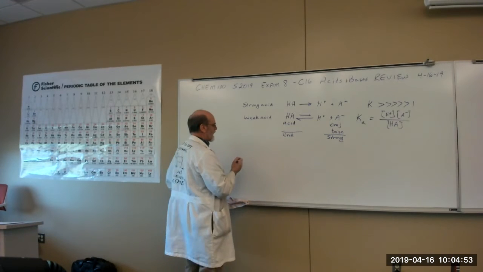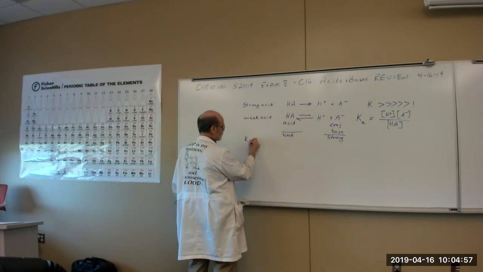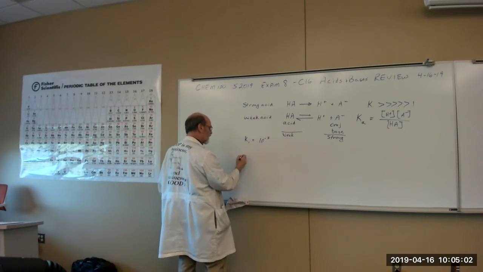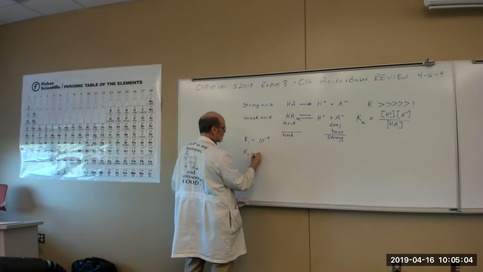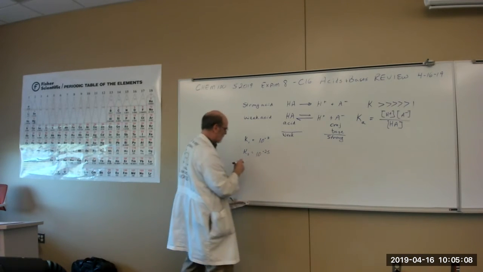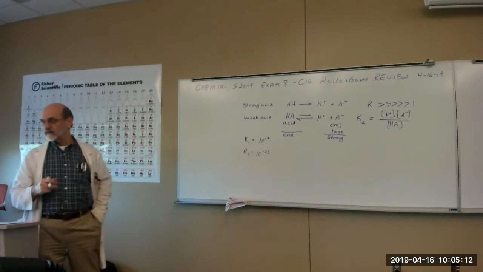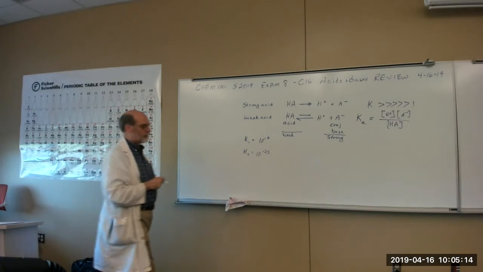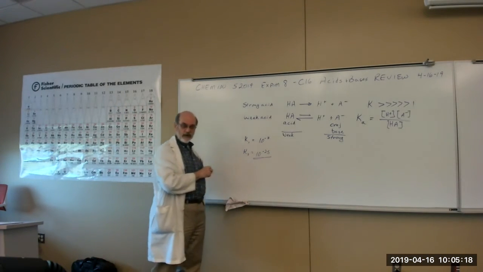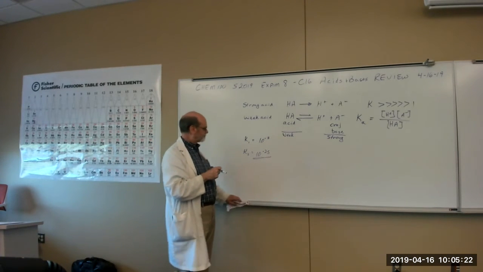So if we had a weak acid with a K of, let's say, 10 to the minus 7, and we had another one where the K was 10 to the minus 25, which one of those acids gives you the stronger base? This one. The weaker acid gives you the stronger base.